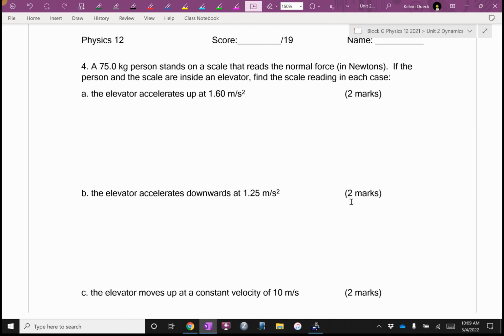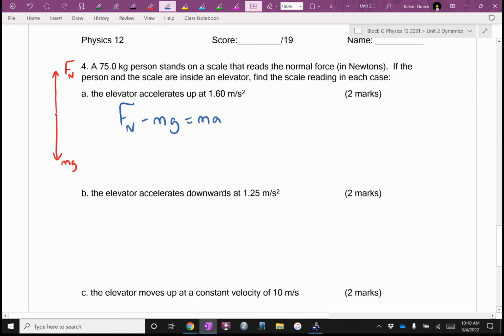I need a free body diagram. I'm going to do a generic free body diagram because I know the tug of war is between gravity and the normal force. I'll draw them the same size and I'll imagine the arrows getting longer and shorter as needed. I think in Physics 12, probably we can get away with that. So we're accelerating up. Clearly normal force is winning.